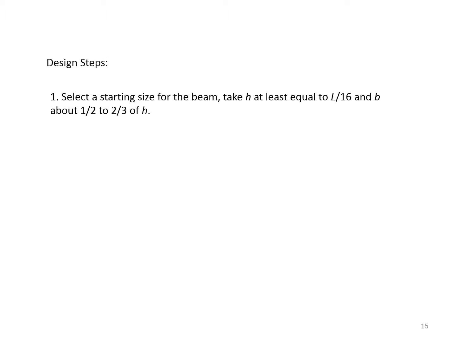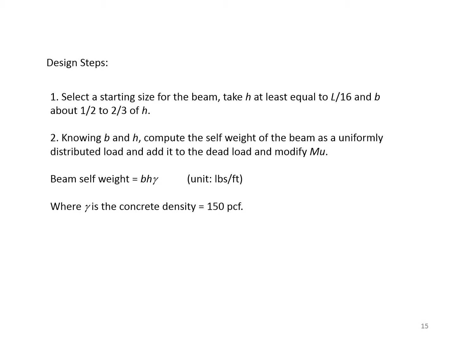Design steps. Step 1. Select the starting size for the beam. Take h at least equal to L over 16 and b about 1/2 to 2/3 of h. Step 2. Knowing b and h, compute the self-weight of the beam as a uniformly distributed load and add it to the dead load and modify Mu. The beam self-weight would be b times h multiplied by gamma in the unit of pounds per foot, where gamma is a concrete density which is equal to 150 pounds per cubic foot.